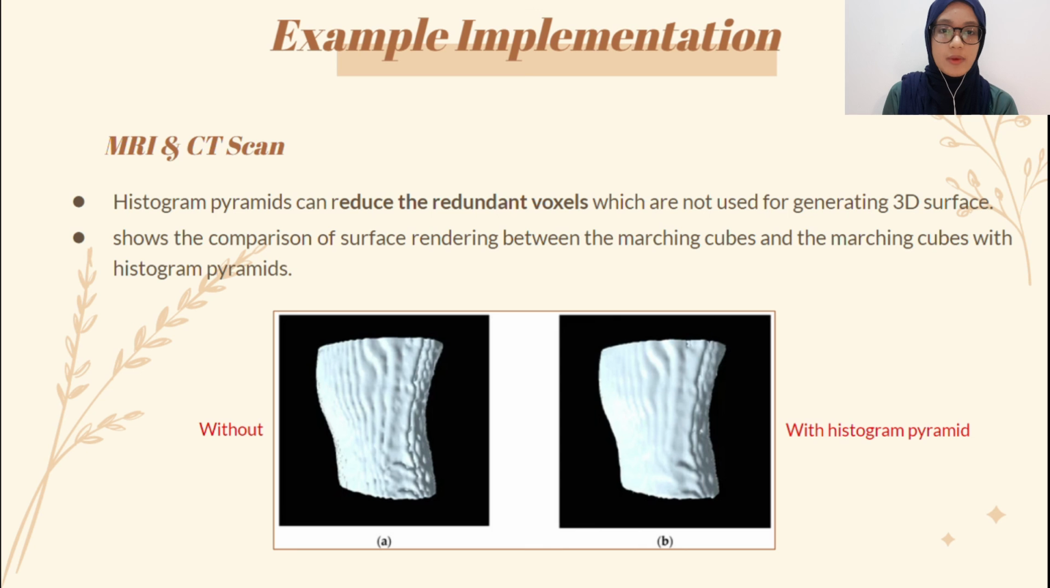So next is the MRI and CT scan. The histogram pyramids are used because they can reduce the redundant voxels, which are not used for generating the 3D surface. Then below, it shows a comparison of the surface rendering between the marching cubes and the marching cubes with the histogram pyramid. On the left is without the histogram pyramid and on the right is with the histogram pyramid. As you can see, the picture is much smoother and looks more realistic.